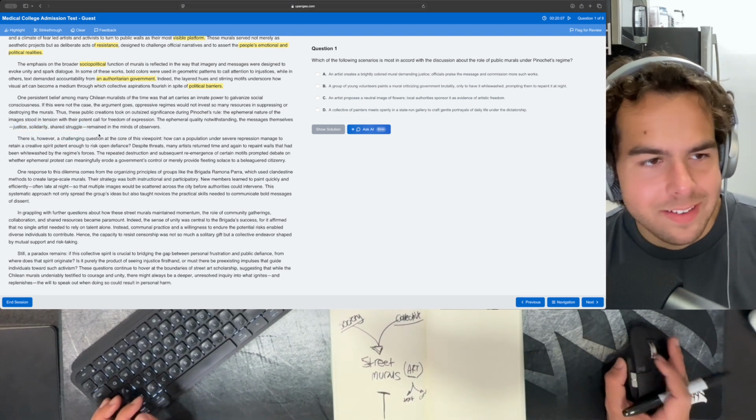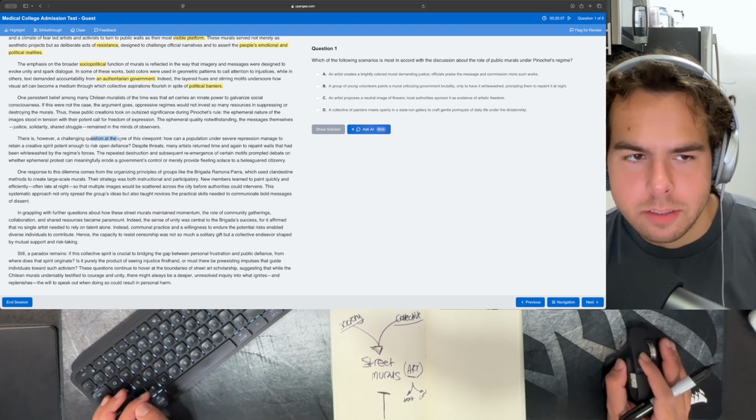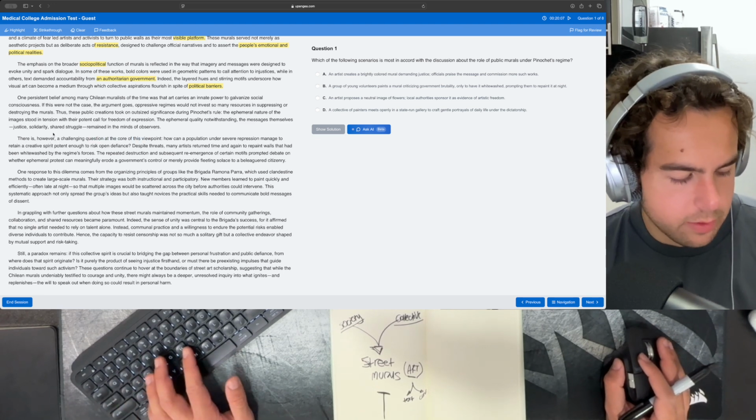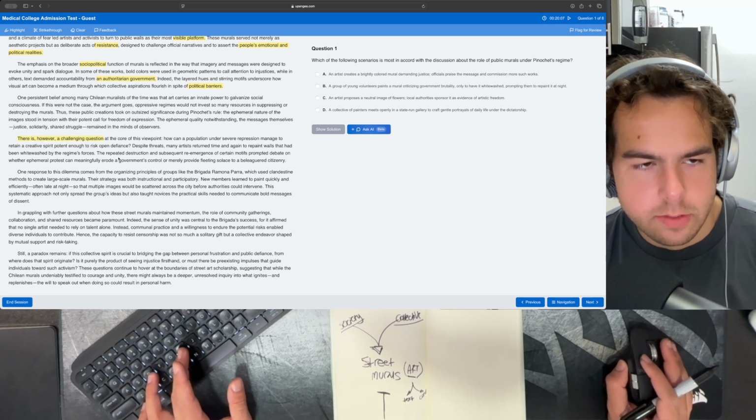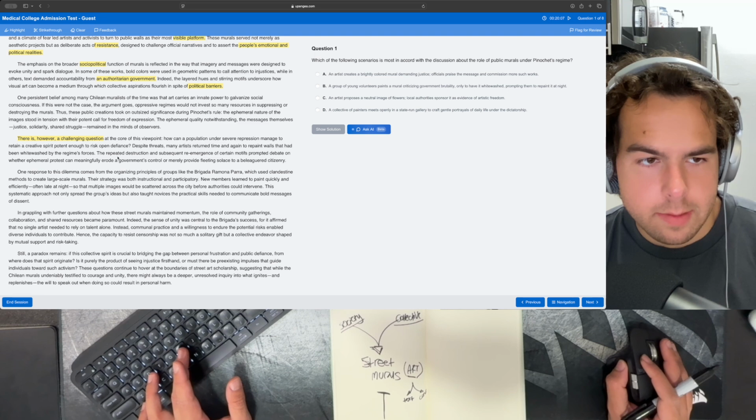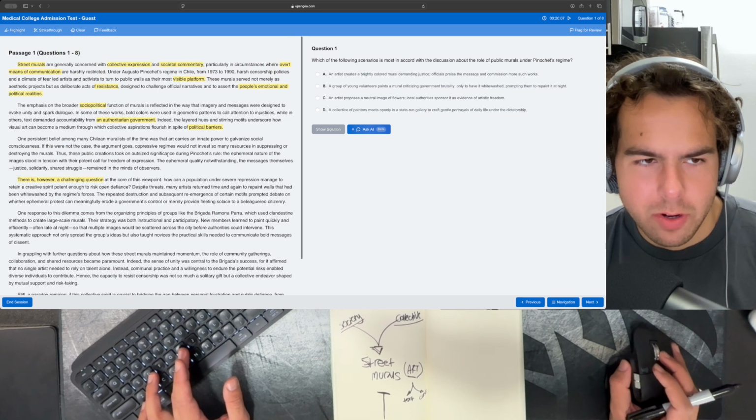Let's keep going. There is, however, a challenging question. These are important: when the author starts talking about challenges or critics or brings in outside viewpoints, you want to pay more attention. So these first three paragraphs are all the same thing.